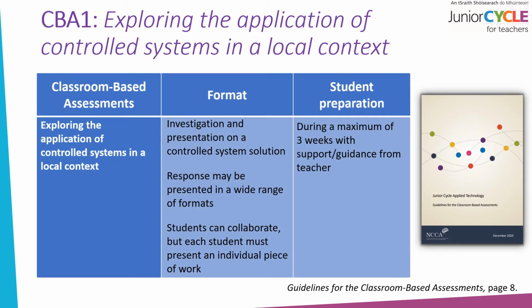The table shown provides a brief overview of classroom-based assessment 1. CBA 1 will take place in year 2 of junior cycle. For this classroom-based assessment, students will conduct an investigation and presentation on the application of a control system of their choice. The student can communicate their learning through any appropriate media. Students can collaborate, but each student must present an individual piece of work. The CBA will be completed within a 3-week window with support and guidance from the teacher.